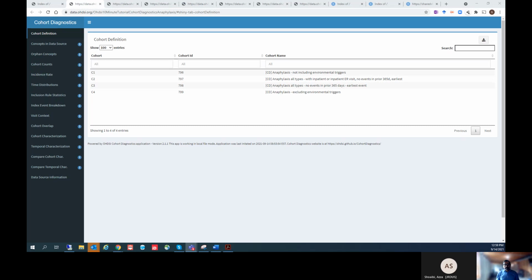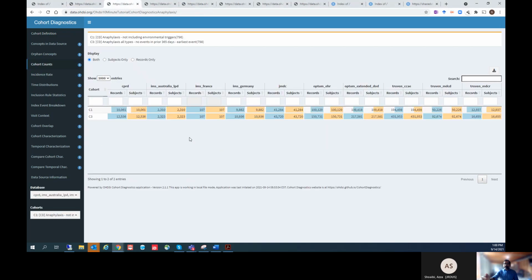What I'm showing on the screen is the initial landing page of the Cohort Diagnostics software, version 2.1. At the showcase, we will be talking about the clinical idea of anaphylaxis. Presented here are 4 different cohort definitions for anaphylaxis. We will go through them one by one and understand what Cohort Diagnostics is telling us about these cohort definitions.